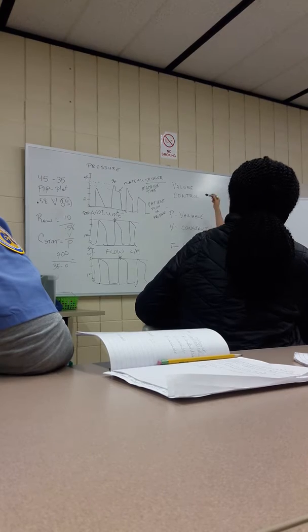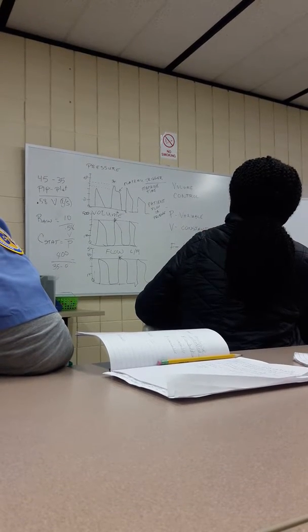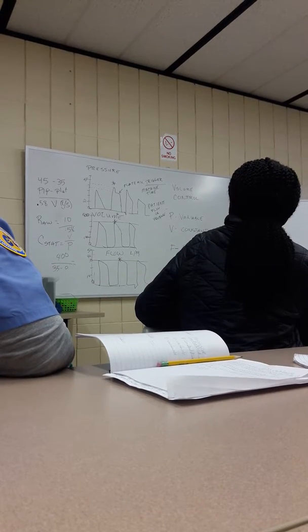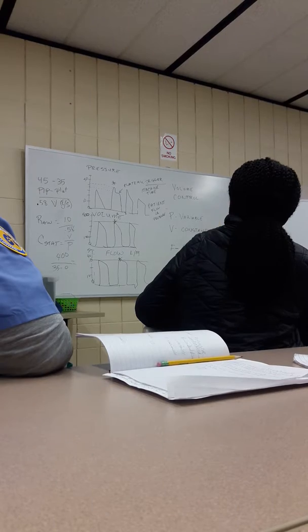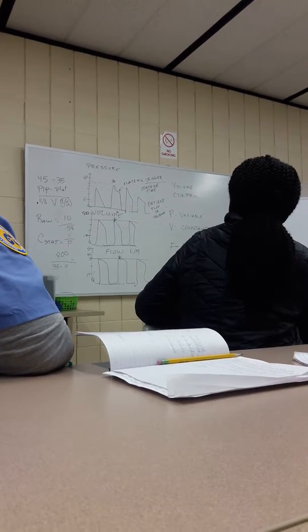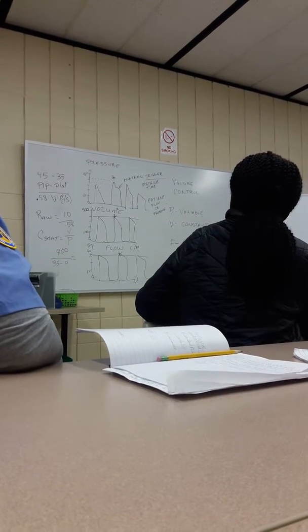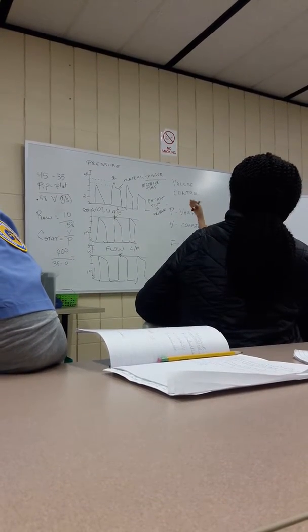So in volume control, what's ending the breath? What cycles the breath off? Volume. So we're talking about volume control, when you reach the tidal volume. When you reach the tidal volume, right? Okay, so it's going to be volume cycled. You hit your volume, boom, you're done.